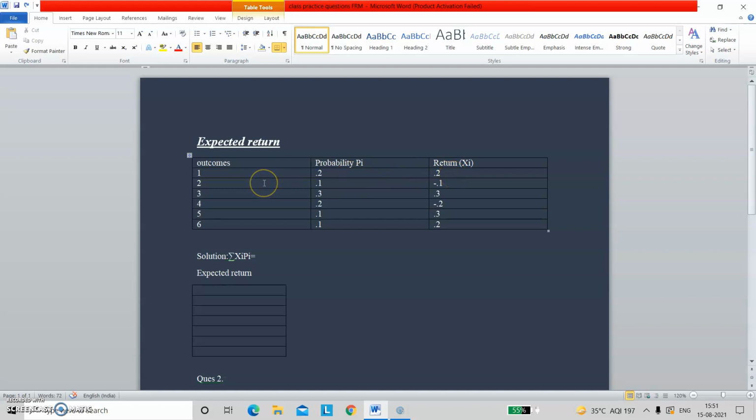And if outcome 2 comes, which has the probability of 10%, the return could be a negative 10%. For outcome 3, a return of 30% is to be expected. For outcome 4, it's a loss of 20%. For outcome 5, it is 30%, and for outcome 6, the return is expected to be 20%.